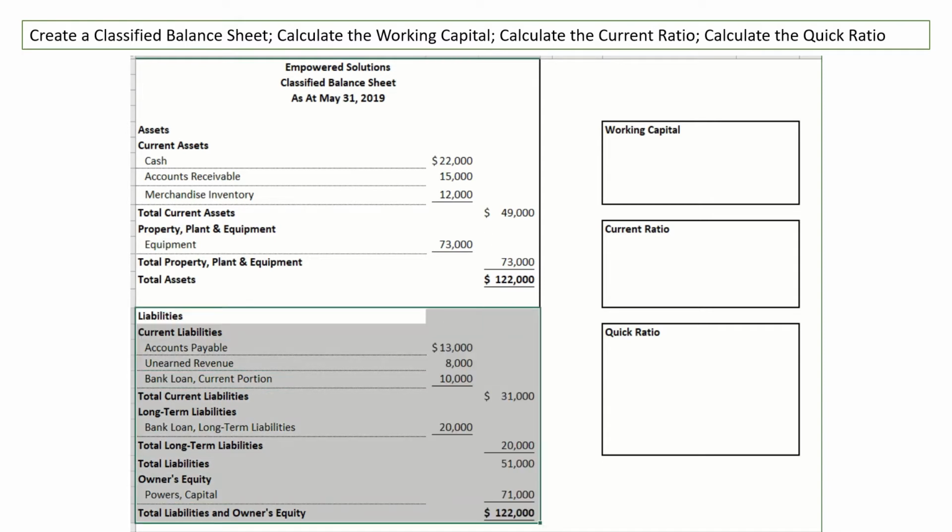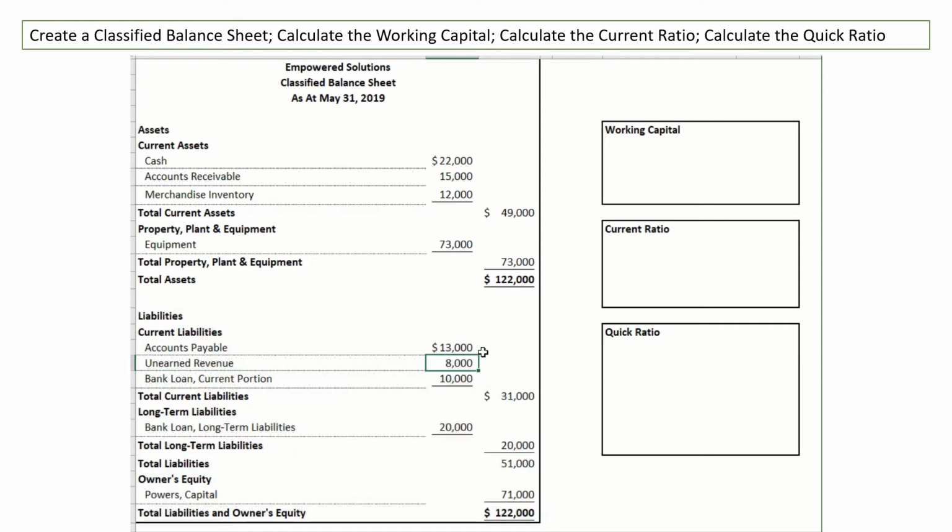So for this organization, we've got $13,000 for accounts payable, $8,000 for unearned, $10,000 in the current portion of the bank loan for a total current liability of $31,000. Add our long-term liability for a bank loan of $20,000 for a total liabilities of $51,000. Our capital of $71,000 for total liabilities and owner's equity of $122,000, which balances to our total assets.